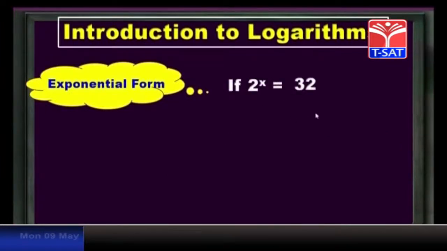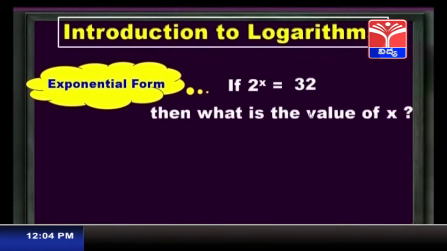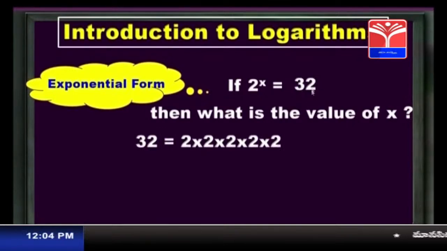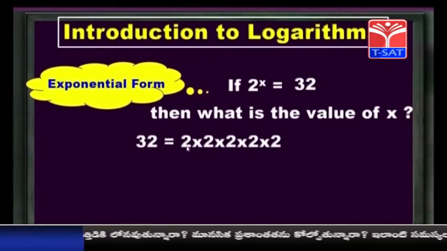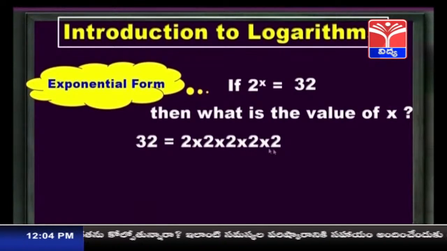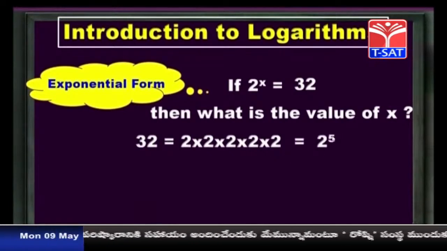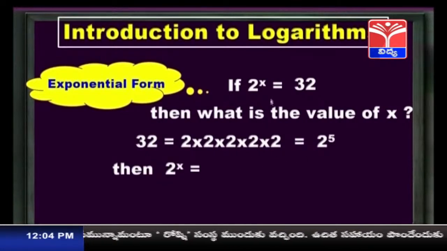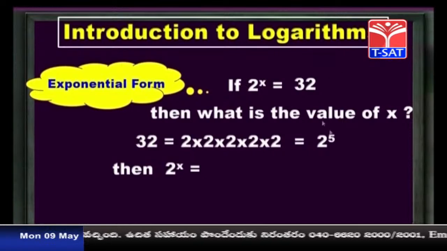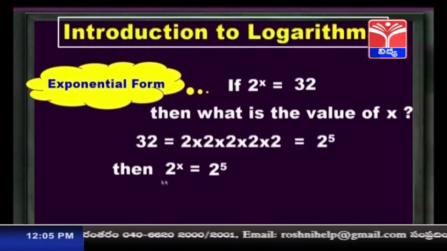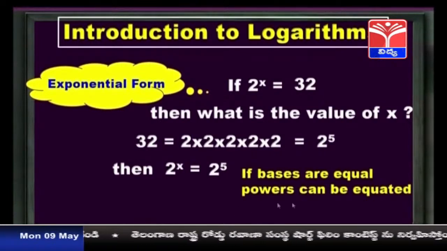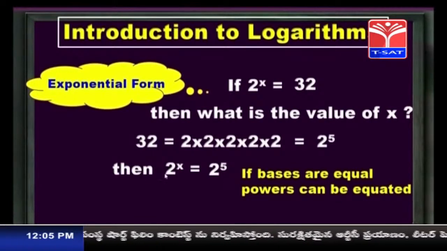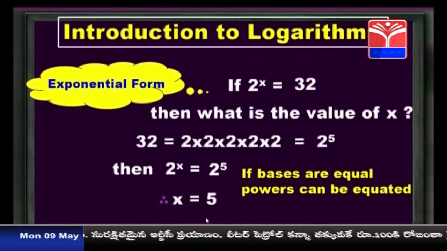Now let us see exponential form. If 2 power x is equal to 32, then what is the value of x? Now you write this 32 also in the exponential form. While writing 32 in the exponential form, you can write 2 into 2 into 2 into 2 into 2, which is equal to 2 power 5. Then 2 power x is equal to 32, we can replace by 2 power 5. So 2 power x is equal to 2 power 5. So here what we can say is, if bases are equal, powers also can be equated. So x is equal to 5.